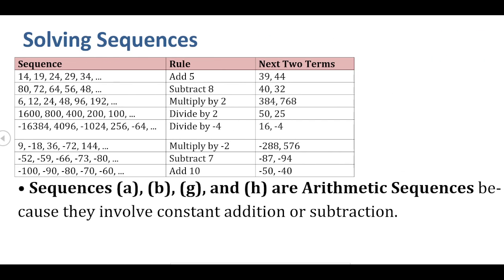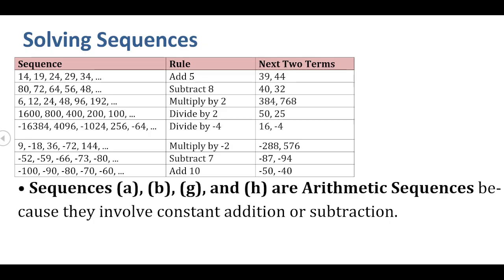We can see categories like arithmetic sequence and geometric sequence. What is an arithmetic sequence? These sequences involve a constant addition or subtraction. Geometric sequences involve a constant multiplication or division.